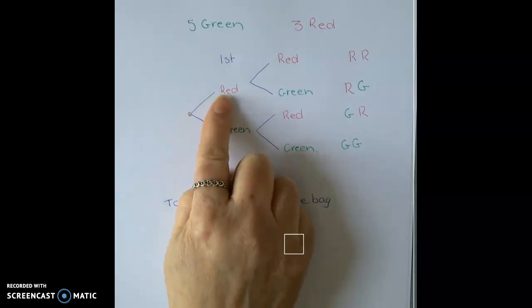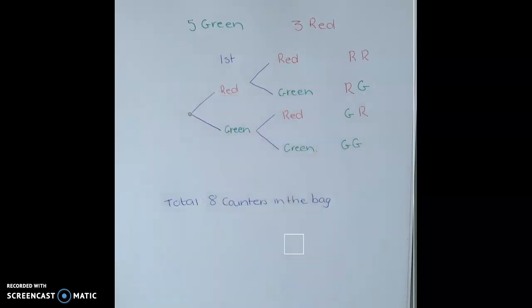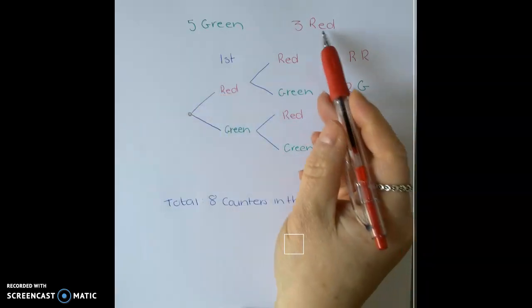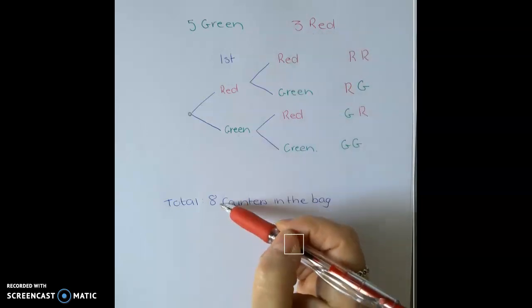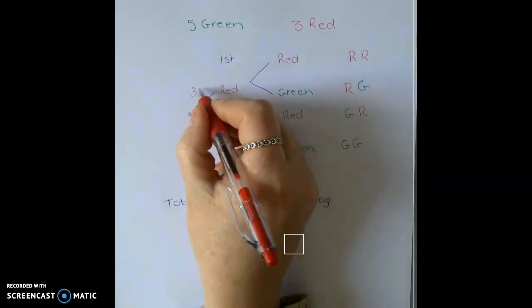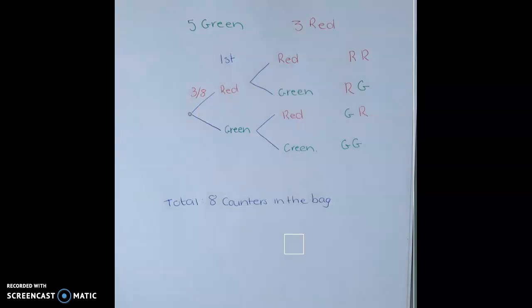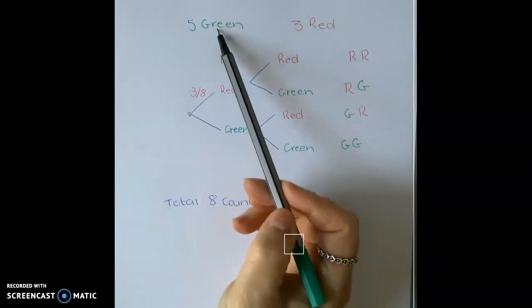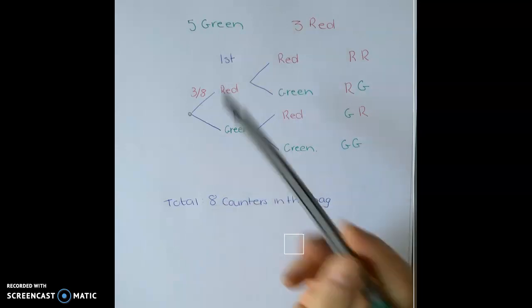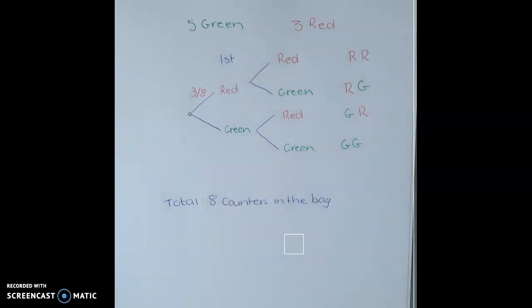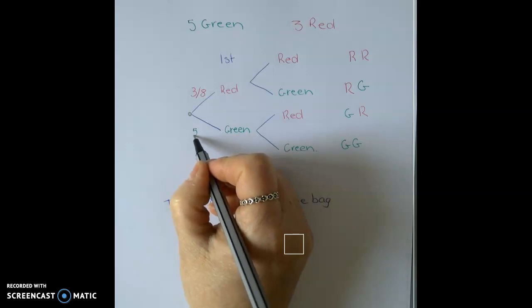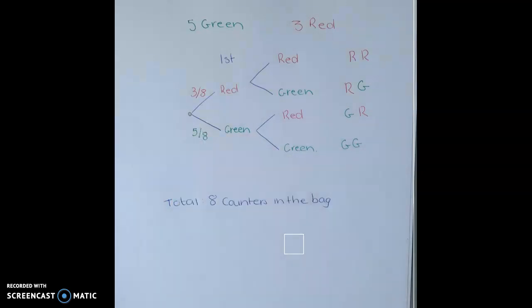So the probability that we pick out a red counter from the bag, well, we have 3 red in the bag out of 8 counters. So that will be 3 out of 8. And the probability that we pick a green out of the 8 counters, well, there are 5 green counters, so that would be 5 out of 8.